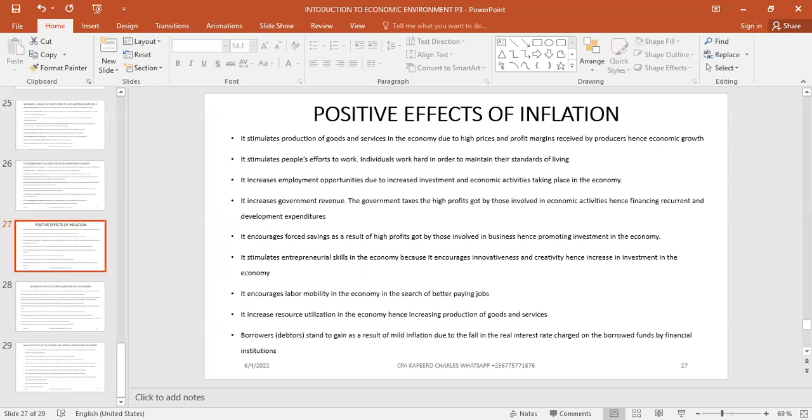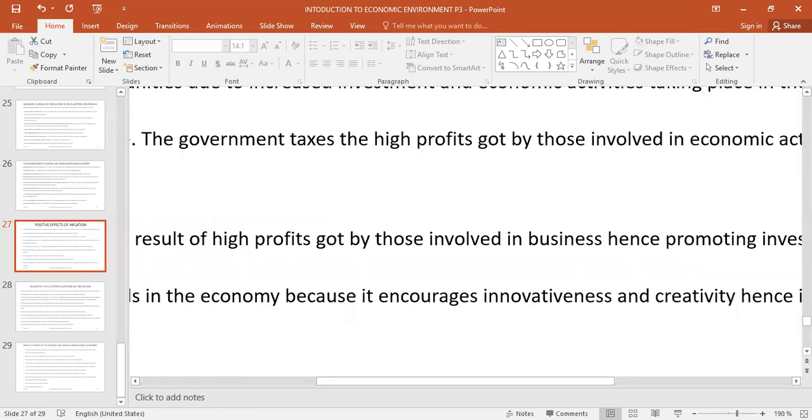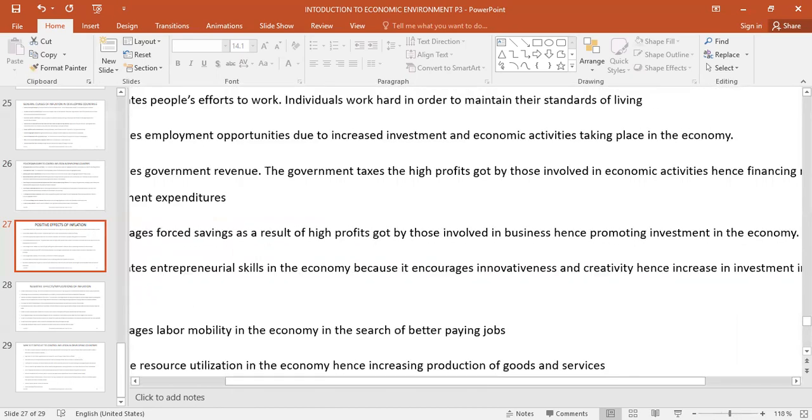Let me zoom a bit. I hope you guys can see them clearly. But that's much.